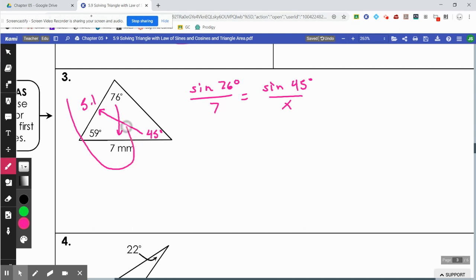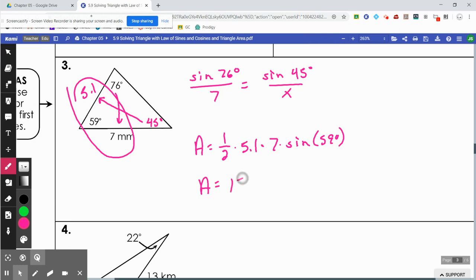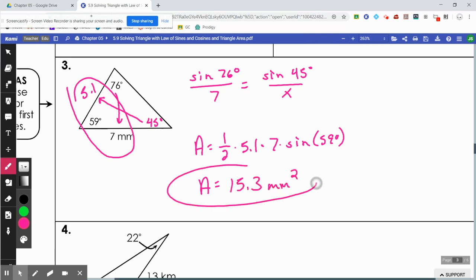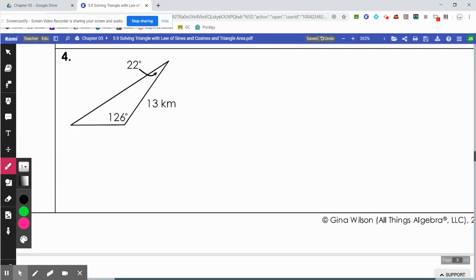Now, here's your side-angle-side relationship. So the area of this triangle will be 1/2 times 5.1 times 7 times the sine of 59 degrees. Once you type all that in, you get an area value of 15.3, and that is in square millimeters since we're talking about area. I was making sure I put the right units up there.